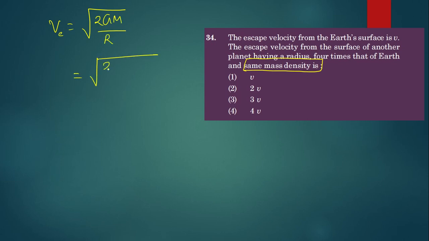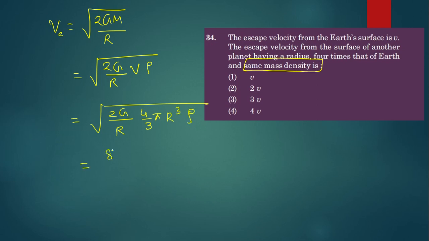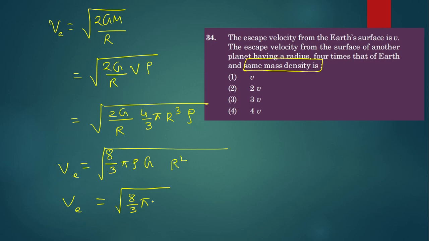Now when I want to convert this into density, why? Because this question is mentioning density. So mass is equal to volume multiplied by density. For a spherical planet, volume is given by 4/3 pi r cubed, and this is the density. So in terms of density, the expression for escape velocity will be square root of 8/3 pi rho G multiplied by r squared, or simply square root of 8/3 pi rho G r.